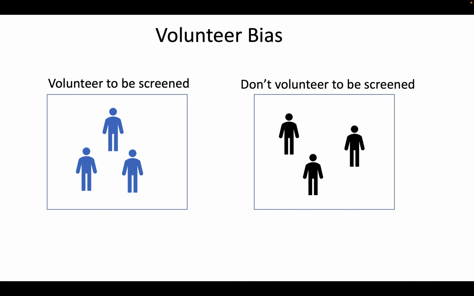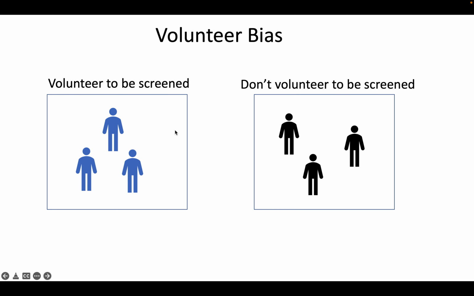The last one is volunteer bias, and let's just say all of these people have the disease, but in theory, the only way they differ is that this group didn't volunteer to be screened, and this group did volunteer to be screened. To compare the effectiveness of screening in these two groups, we rely on the idea that they're exchangeable. Like we could take these people and switch them, and the outcome would be the same, that screening is causing them to live longer.